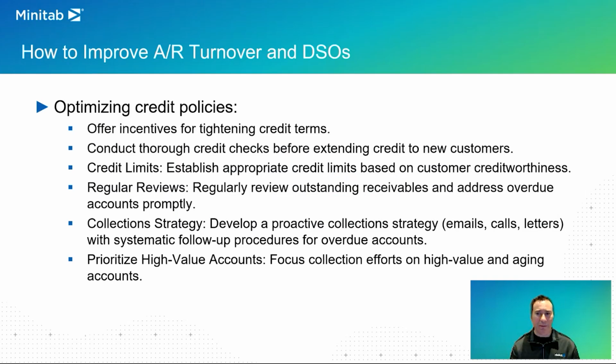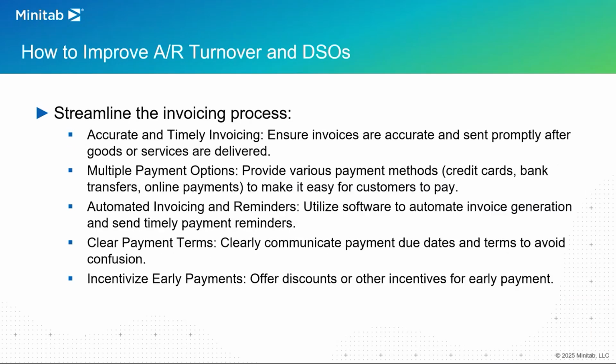So first of all, you want to optimize your credit policies. You can offer incentives for tightening credit terms, credit limits, a different collection strategy. Interestingly enough, while we're all used to emails and calls, letters actually work quite well on collections. They give you some more authority around it. And then you can also prioritize the high value accounts. So you might want to optimize your credit policies. There's all sorts of different ways of doing that.